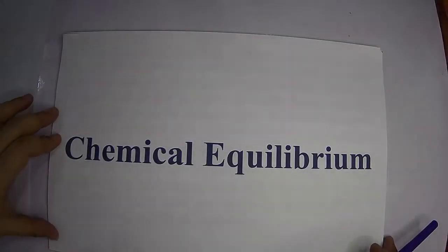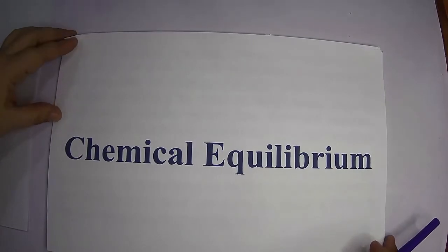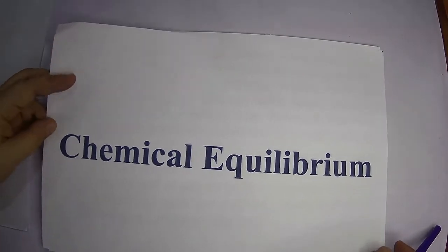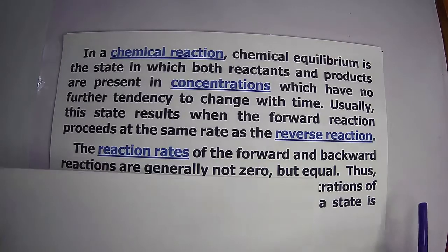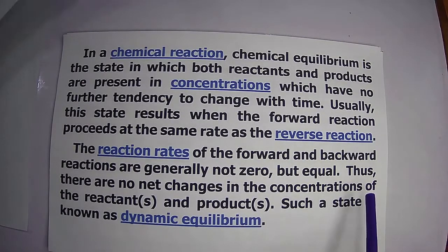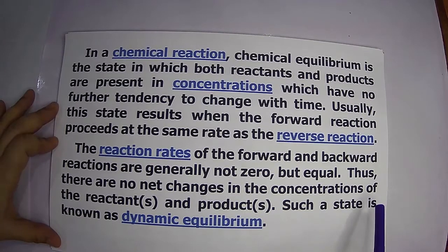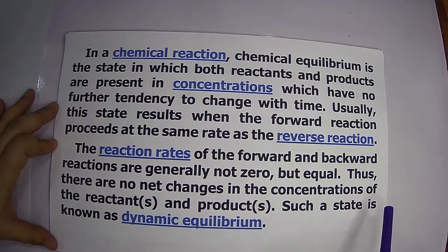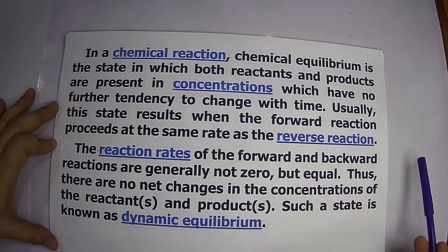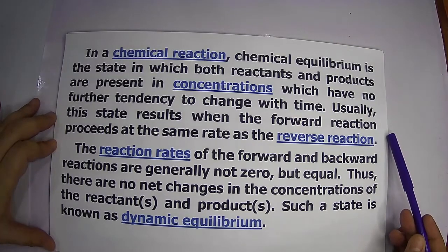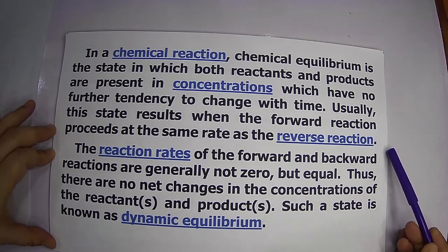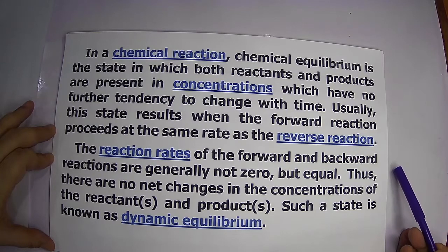Hello. Today we're going to discuss chemical equilibrium. In a chemical reaction, chemical equilibrium is the state in which both reactants and products are present in concentrations which have no further tendency to change with time. Usually, this state results when the forward reaction proceeds at the same rate as the reverse reaction.